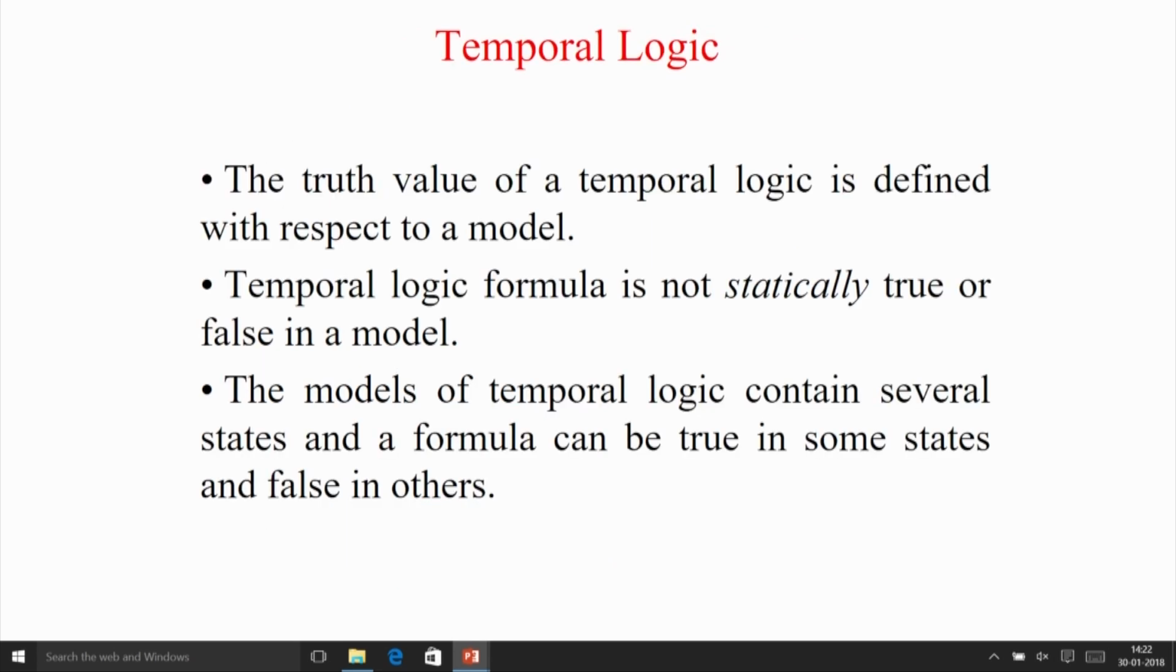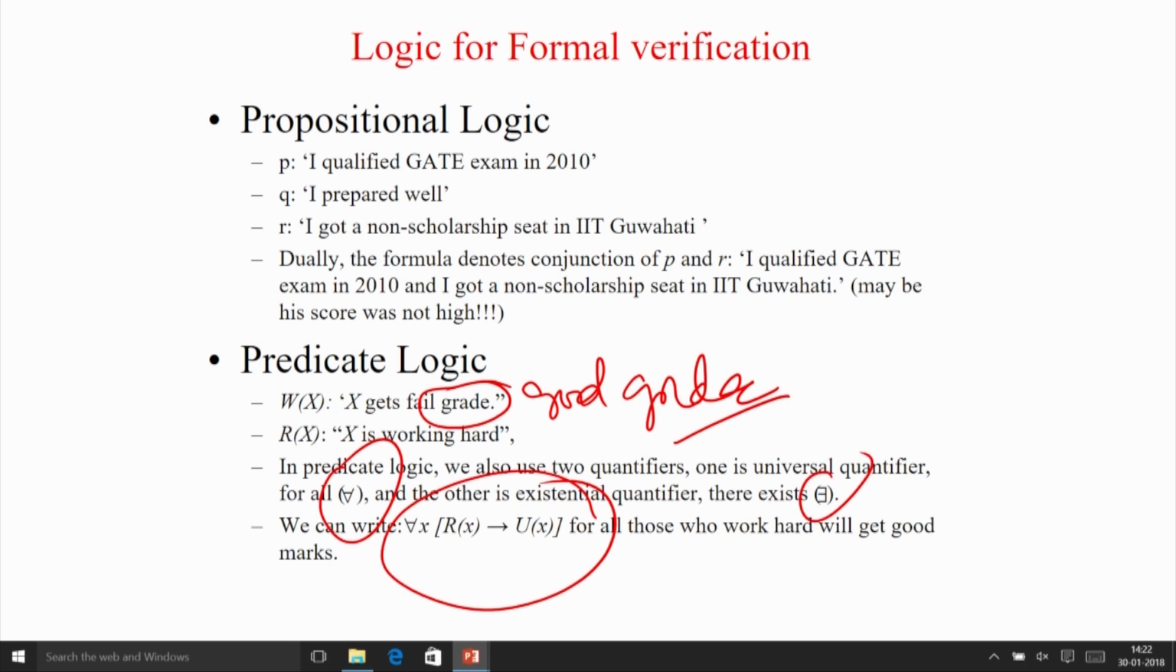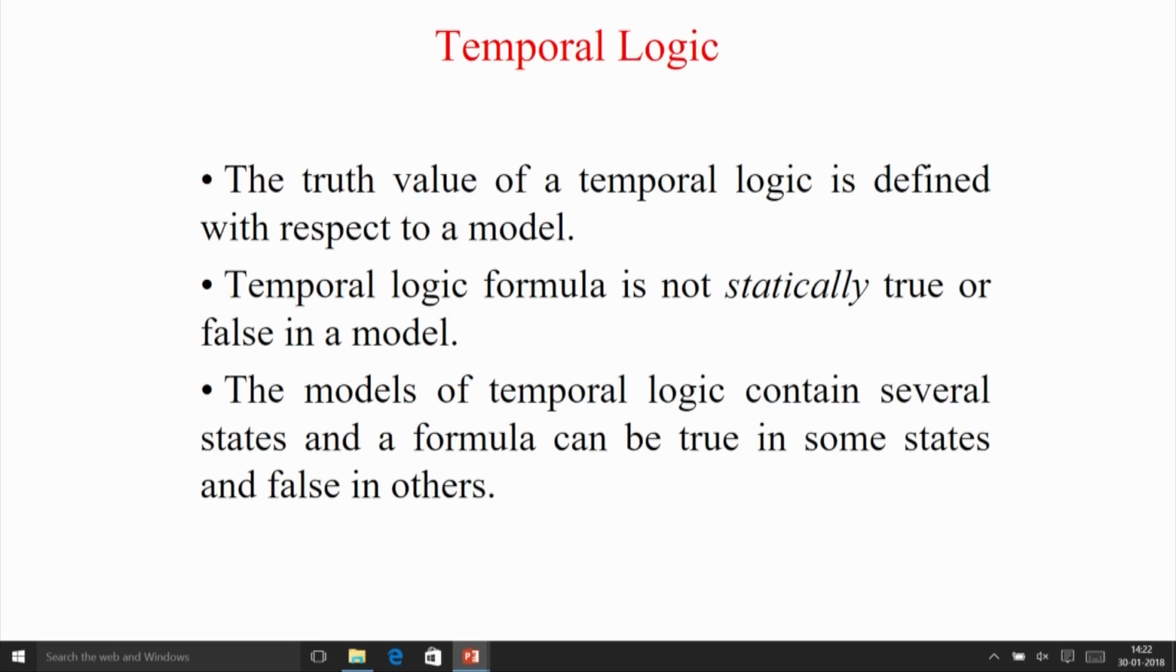Now there is something called temporal logic, which is very important in today's context, because we want to find temporal properties; these others are all static. Like I prepared well, or whoever reads well will get a good mark: they are all statically true or statically valid or invalid, whatever you want to say. But temporal logic means it is not statically true or false in a model. It will depend: if there are a number of states in a system, in one state it may be true, in another state it may be false. That is what is called temporal logic.